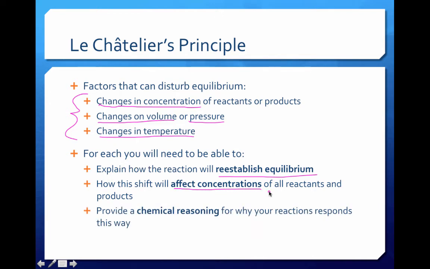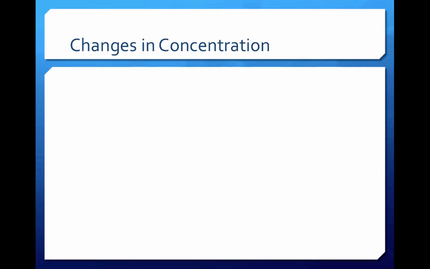And finally, we're going to provide a chemical reasoning for why each of these changes actually occurs. When I do this to my reaction, what's the reason that it responds in the particular way that it responds? As I said, we'll go through each of these one at a time, and by the time we're done, you'll have a pretty good toolbox for figuring out how Le Chatelier's principle applies in a bunch of different ways. Let's start going down our list, and we'll talk about how changes in concentration affect the equilibrium of a reaction.